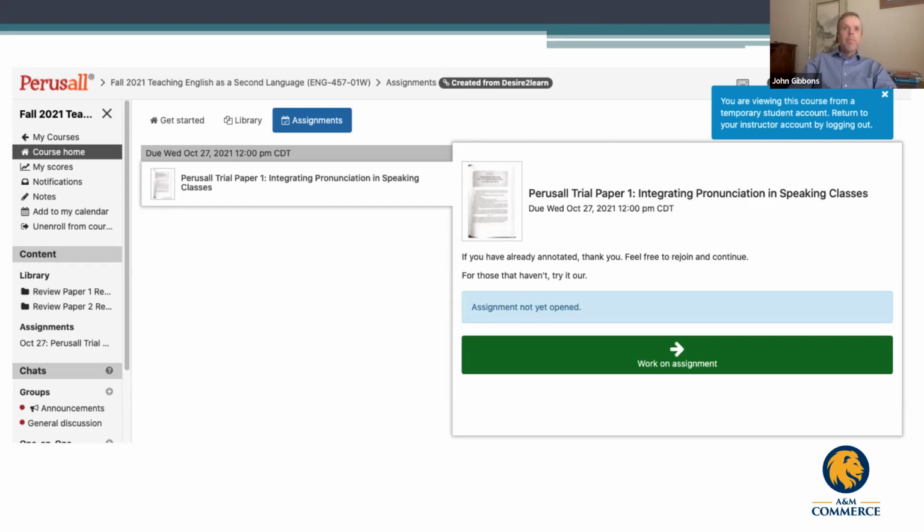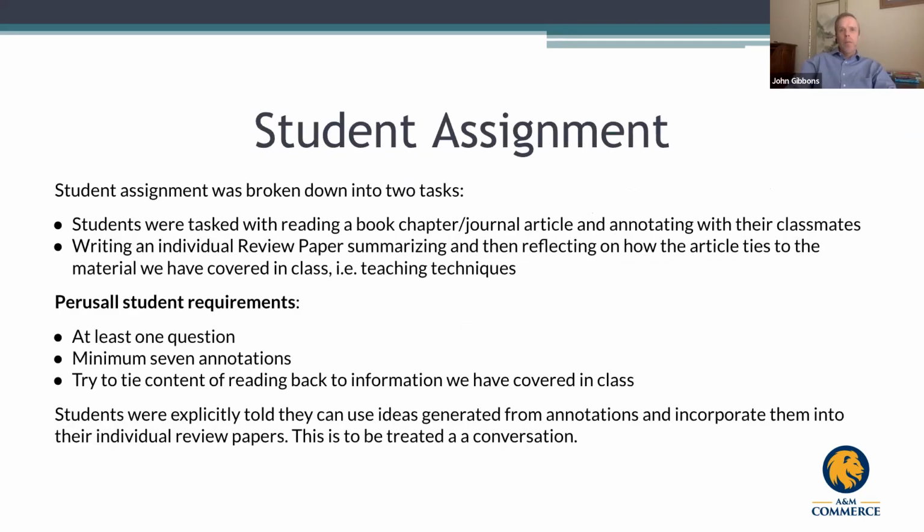And then get right to their assignment. So for their assignment, what did I do? What did I do for them? I had it broken down into 2 tasks. So the initial task was them to collaboratively read either a book chapter or a journal article. This was the first thing they had to do. And then they would annotate with their classmates as a group.